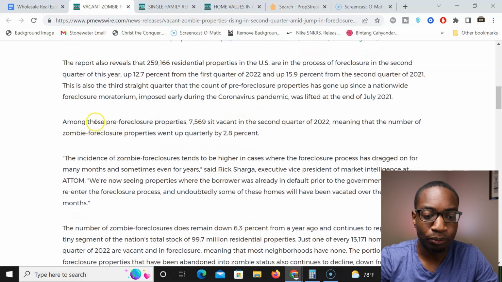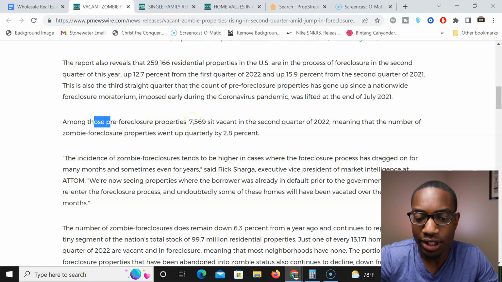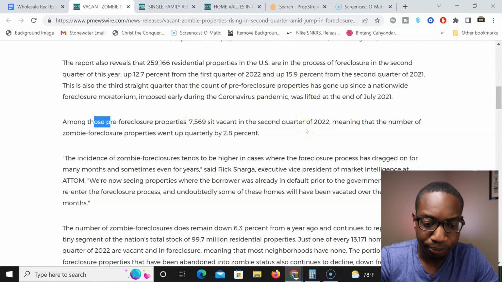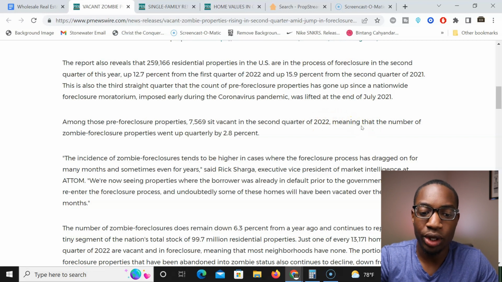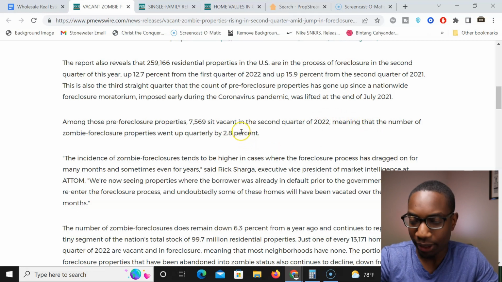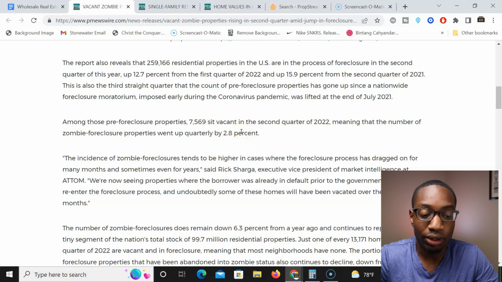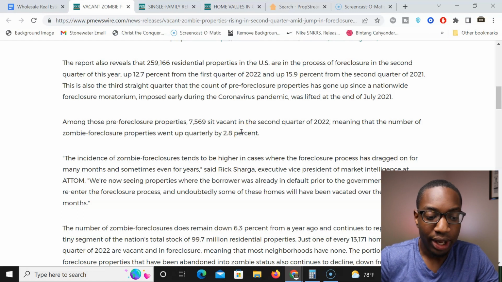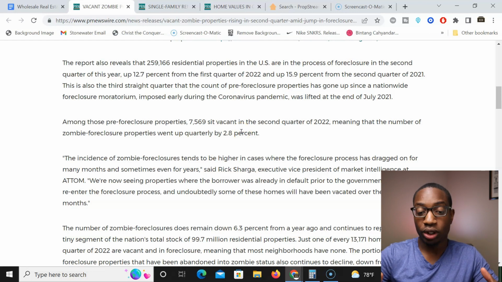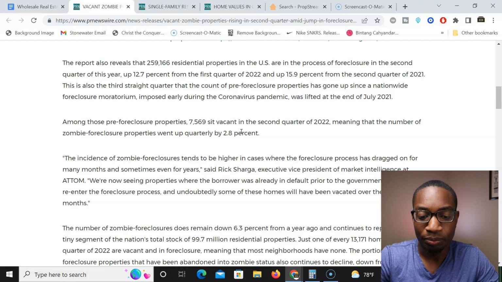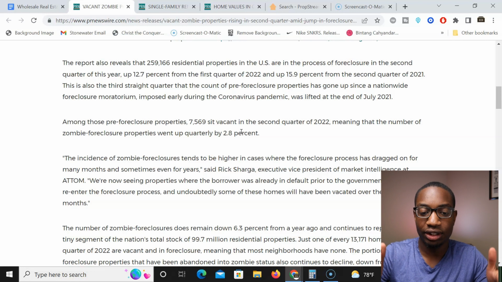So right here, it talks about among the pre-foreclosure properties, around 7,500 sit vacant. These are the zombie properties in the second quarter of 2022, meaning that the number of zombie foreclosure properties went up quarterly by 2.8%. Right, 2.8% may not sound super large, but it can really impact numbers and going after different properties. And this is just in the United States.